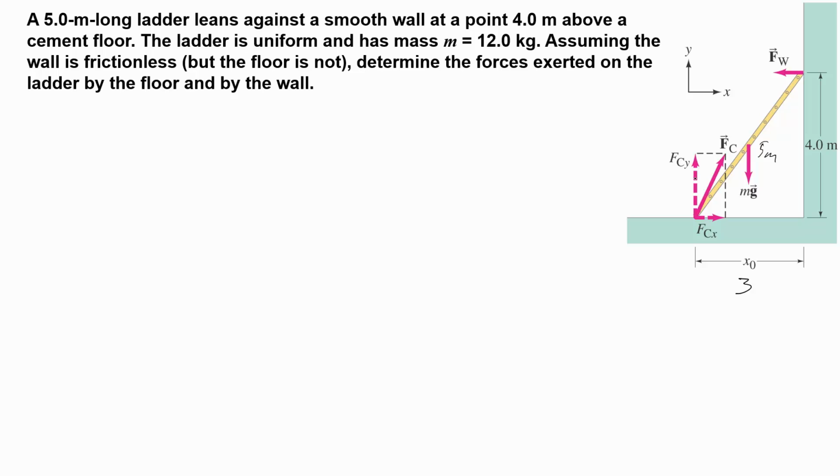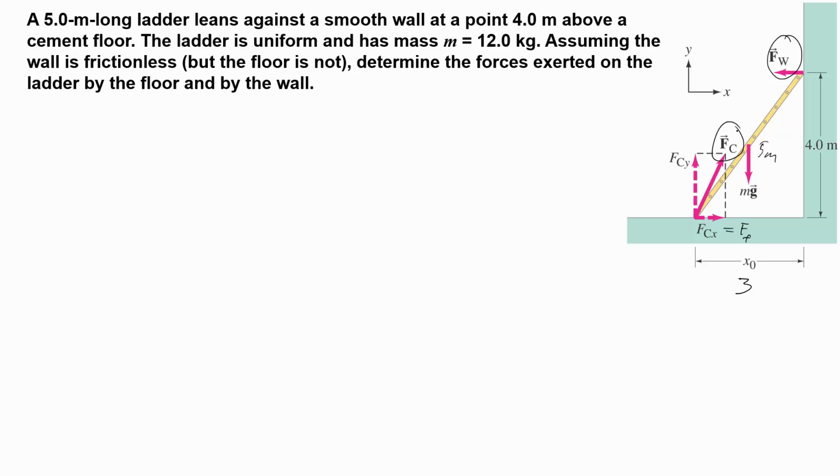We've got the ground exerting an upward normal force here. And we've got some friction. This is due to friction here. The wall doesn't have any friction component to it. We have a smooth frictionless wall and a rough surface on the bottom with friction. And we want to solve for these two forces here.